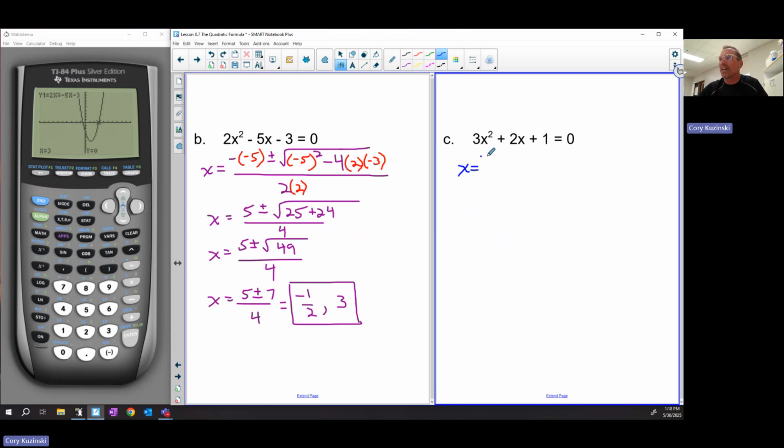All right, let's try it. -b, it's 2, plus or minus the square root of b squared, which is 2 squared, minus 4 times a, which is 3, times c, which is 1, all over 2 times a, which is 3. So I just plug those things in. X, oops.